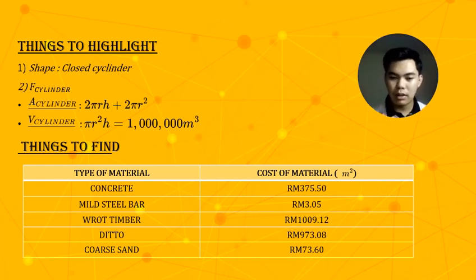The first material is concrete, and it costs about 375 ringgit 50 cent. The mild steel bar is 3 ringgit 5 cent, the raw timber is 1009 ringgit 12 cent, and the other material is 970 ringgit 8 cent per meter square, and the last costs 70 ringgit 60 cent.